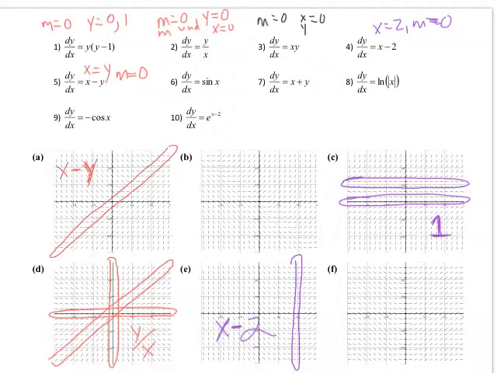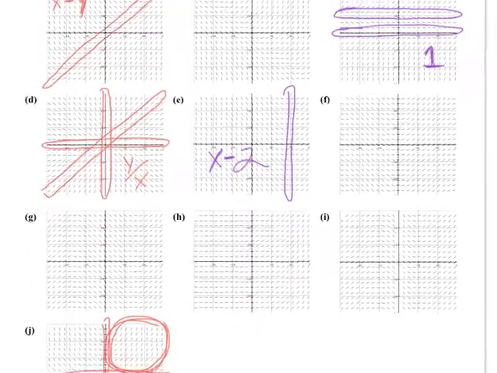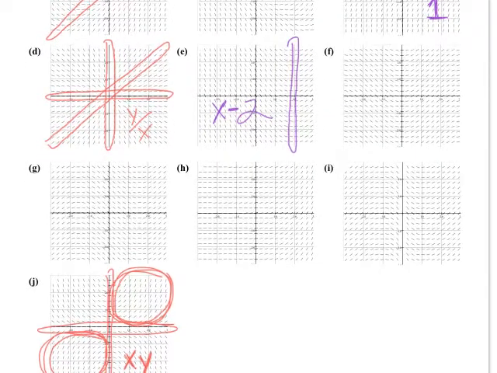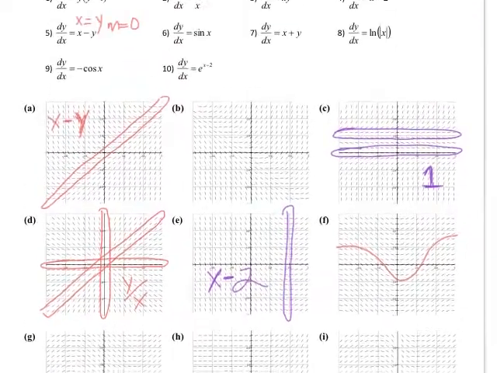Okay, next one. Sine of x. Well, we know sine of x is periodic, so we should be looking for a slope field that has periodic behavior. And graph B is not periodic. We have different things going on there. If we go to graph F, it looks periodic, but so does graph G. Graph F looks like if we were to draw something in there, we might have that. Graph G, if we were to draw something in there, we might have that. So we need a little bit more analysis.